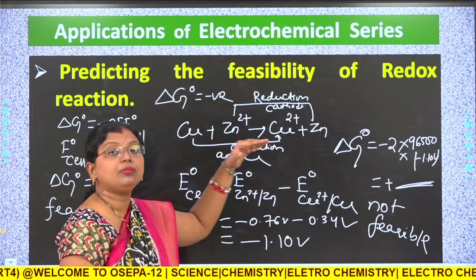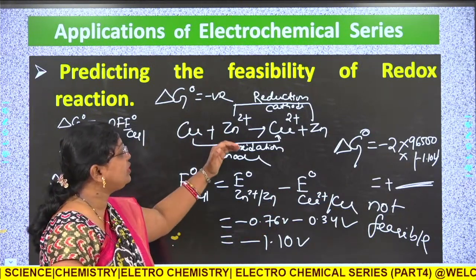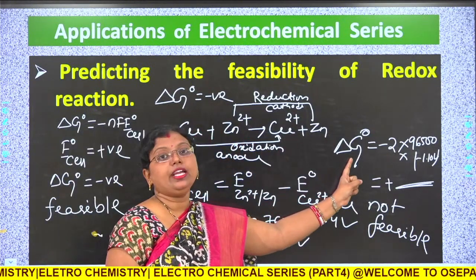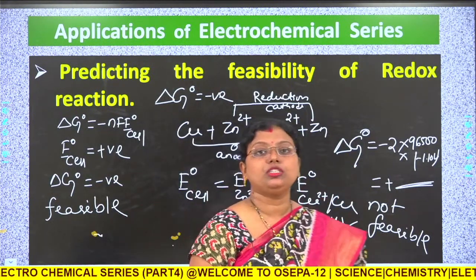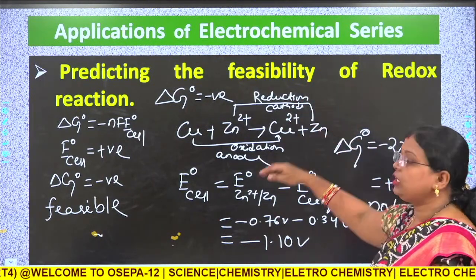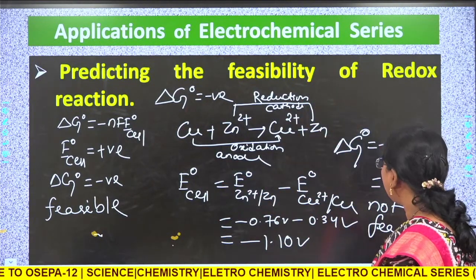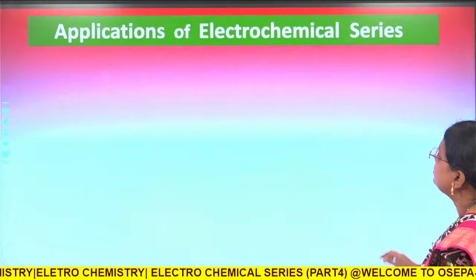Whichever reaction is written, you cannot say that this reaction is possible. You can only predict the feasibility by looking at the sign of delta G naught. If it is negative, then only that reaction is feasible, otherwise not. So using the electrochemical series, you can predict the feasibility of any reaction. Come to the next application.